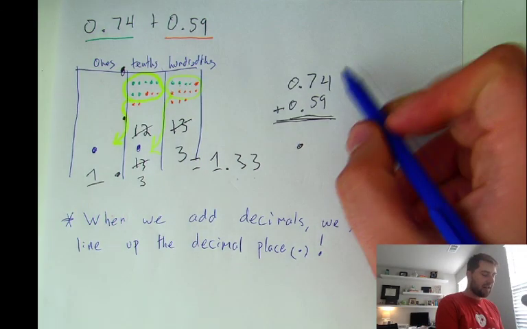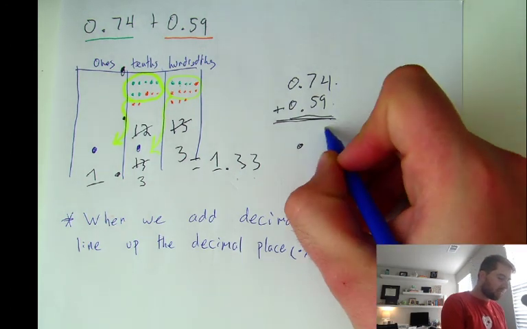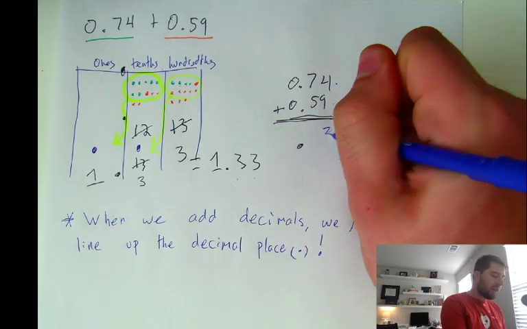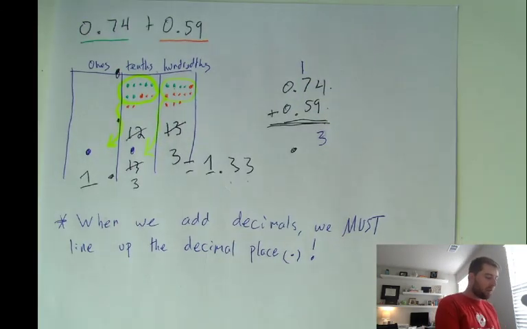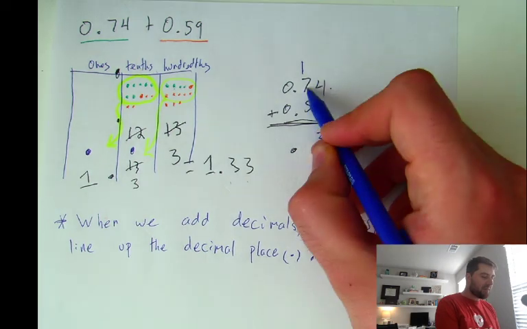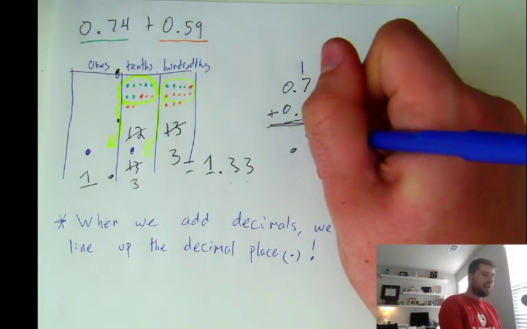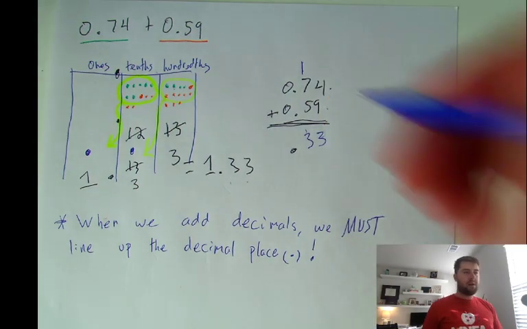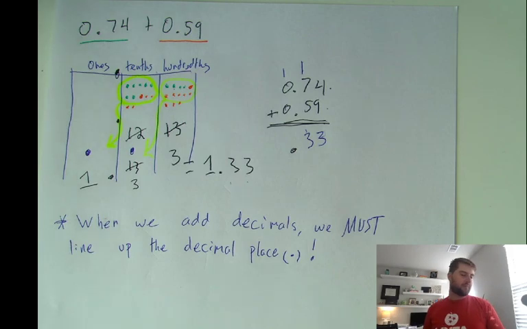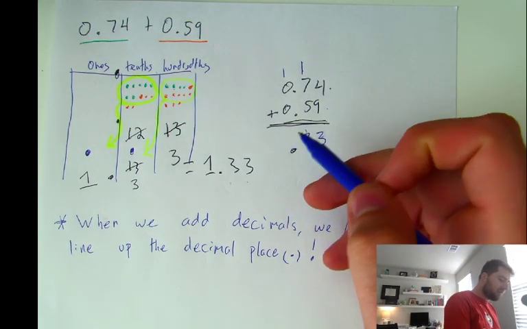4 plus 9, I know you could tell me, is 13. We are going to regroup that one up on top in the tens place. So then we're going to add 1 plus 7. 1 plus 7 is 8. 8 plus 5 is 13. Again, we put our 3 down in the tenths place, and we regroup our 1 above the 0. And we add 1 plus 0 plus 0, and 1 plus 0 plus 0 is 1.